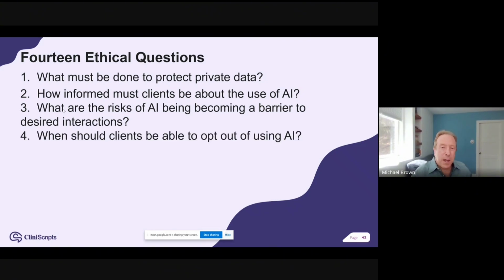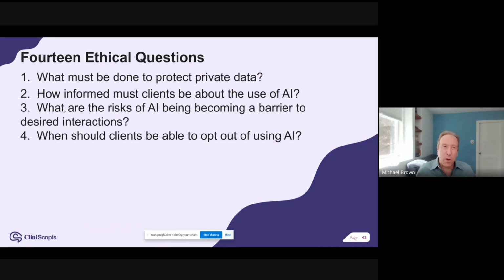When should clients be able to opt out of using AI? I was thinking back, I'm old enough now that I remember when electronic medical records were coming into use, we had questions about whether patients should be able to opt out of having their data on an electronic system. But at some point, it became the standard of care. And now systems generally don't offer the option of a paper record. It's felt to be less safe and something that organizations don't even know how to manage. That may also happen with AI.